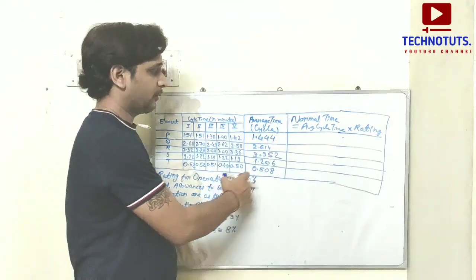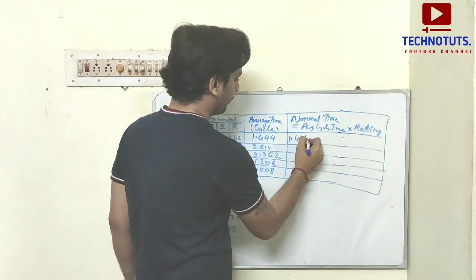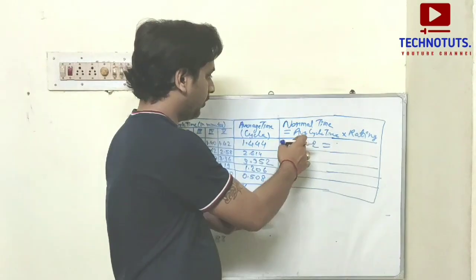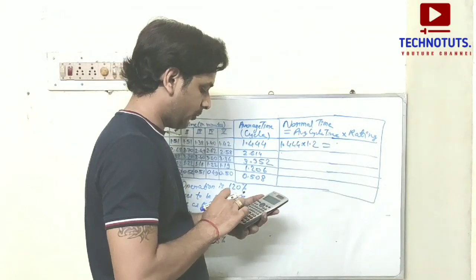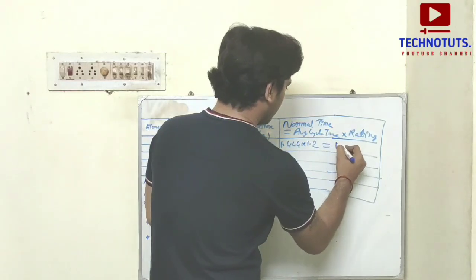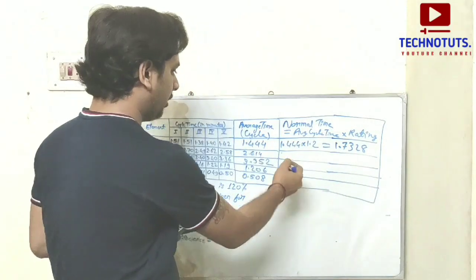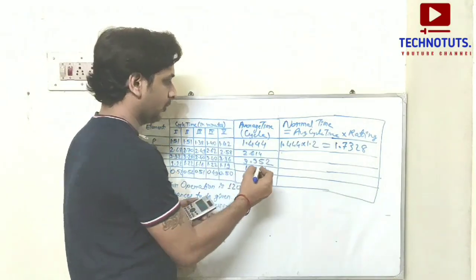So it will become 1.444 into 1.2. Now we can calculate the value: 1.444 into 1.2 is equal to 1.7328. In a similar way we will calculate normal time for elements Q, R, S and T also.